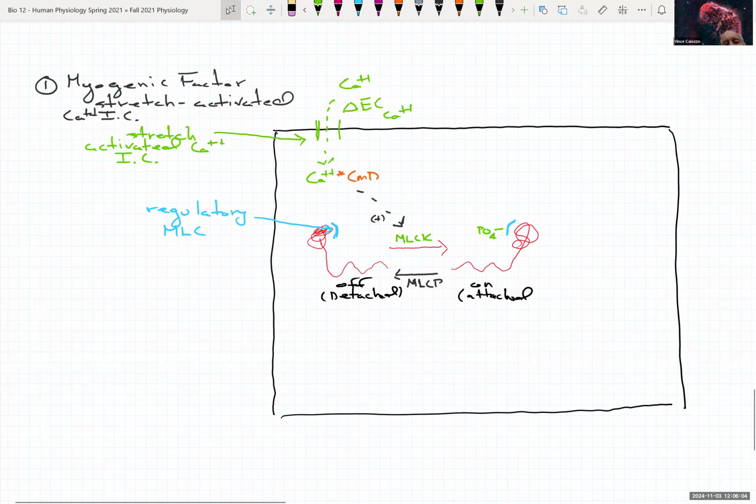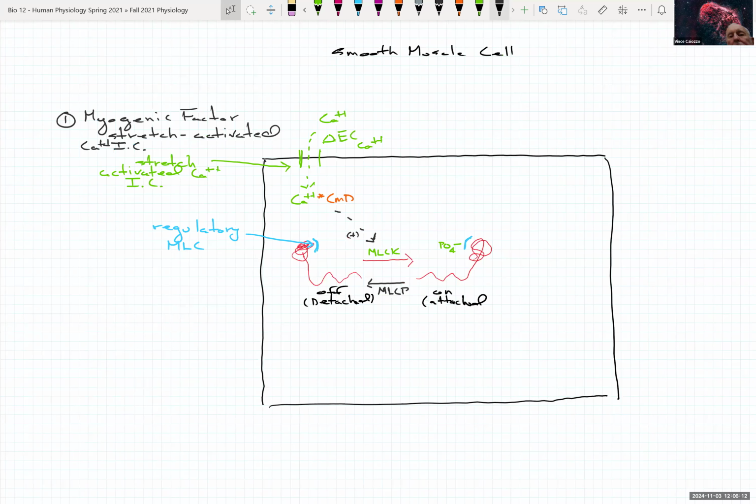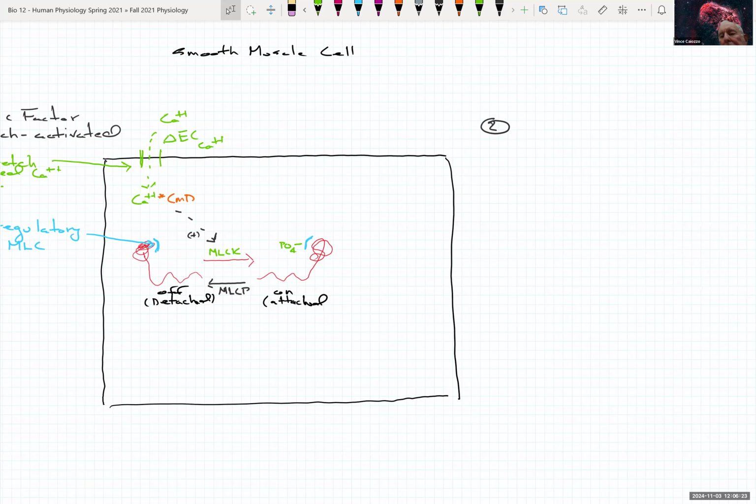Well, there's a second set of factors that can determine the on-off state of smooth muscle, and those are the neurogenic factors. So over here to the right, I'm going to put number 2, and I'm going to simply write neurogenic factors. And here we're really talking about the involvement primarily of the sympathetic nervous system.